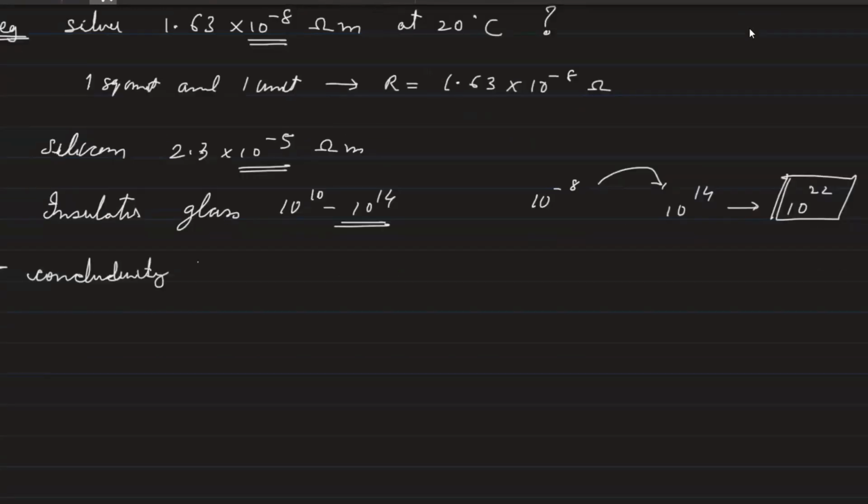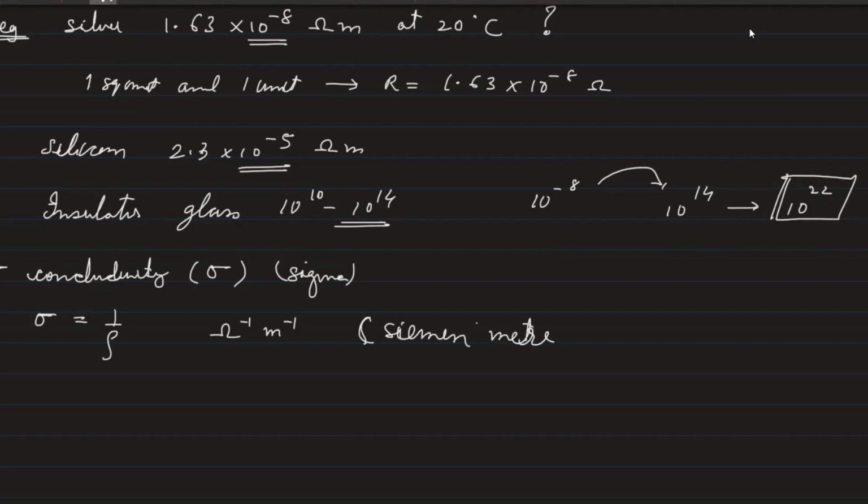Conductivity is denoted by the letter sigma. Conductivity, as the name suggests, is the reciprocal of resistivity. Therefore, the unit will be per ohm per meter, or it is also called Siemens per meter.